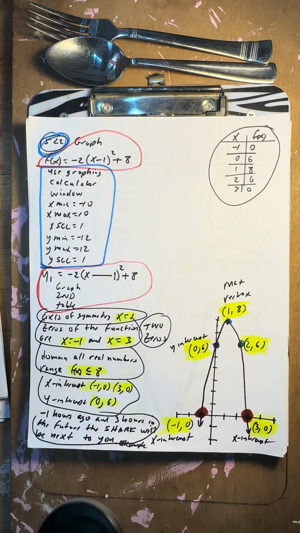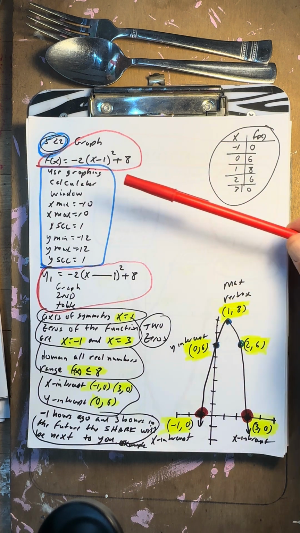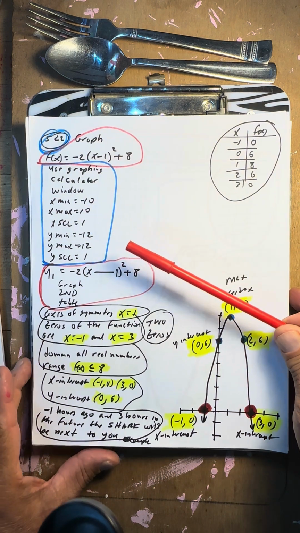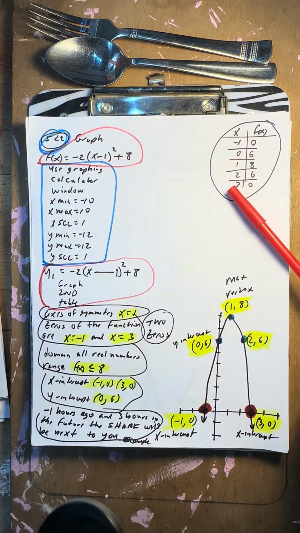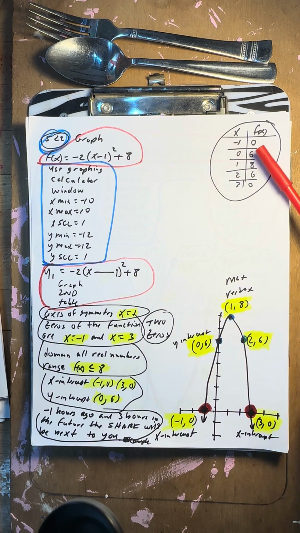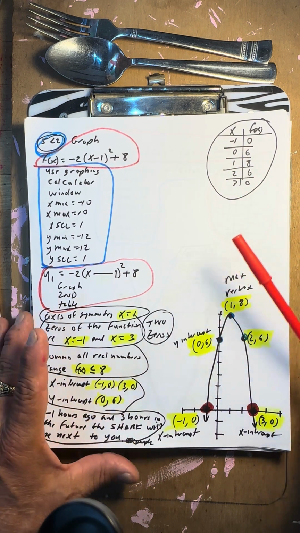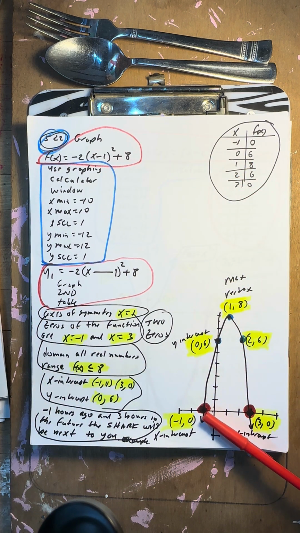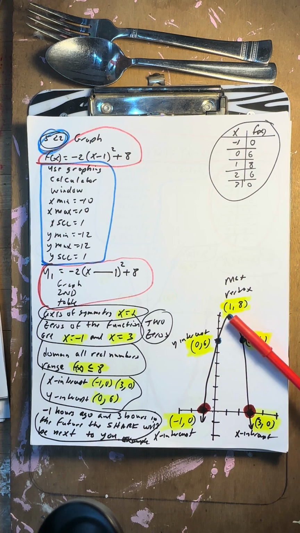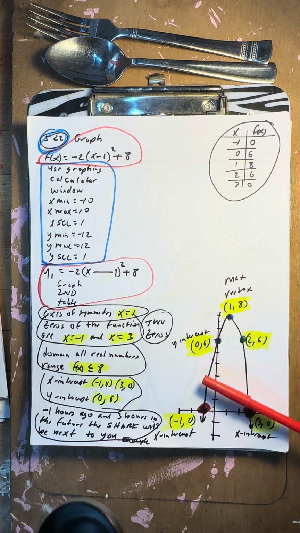Same thing, put it in the graphing calculator. Windows, set it up. Once you put it in there, you're going to get different numbers, new numbers, okay? Those numbers, you're going to put them in here: negative 1, 0, 0, 6, 1, 8, 2, 6, 3, 0. Once you put those numbers in there, graph it.